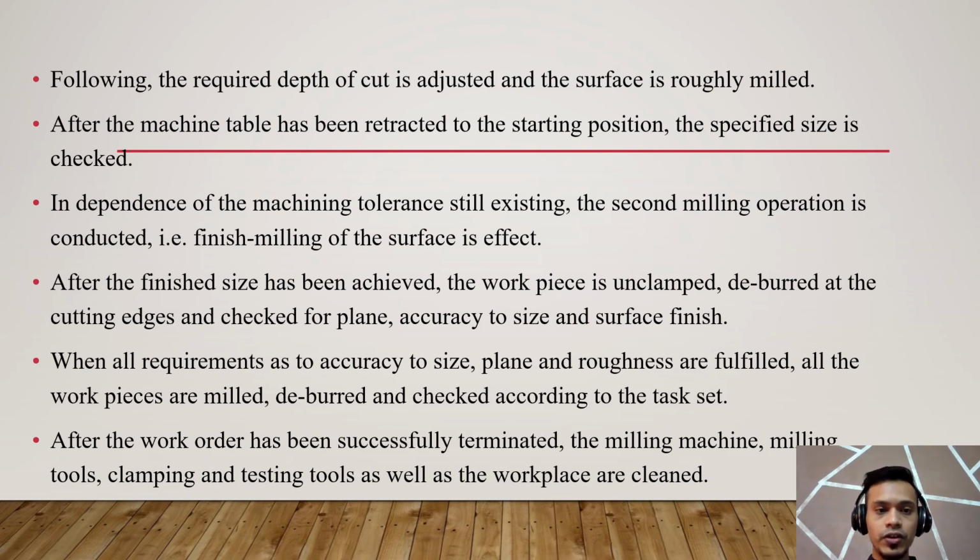Following that, the required depth of cut is adjusted and the surface is roughly milled. After the machine table has been retracted to the starting point, the specific size is checked, depending on whether the machine tolerance exists. The second milling operation is conducted, and after that the finished surface is obtained. After the finished size has been achieved, the workpiece is unclamped, deburred at the cutting edge, and checked for plane accuracy to size. After all the inspection is done, we have to clean the milling machine, tools and clamping tools, and the workplace has to be cleaned.